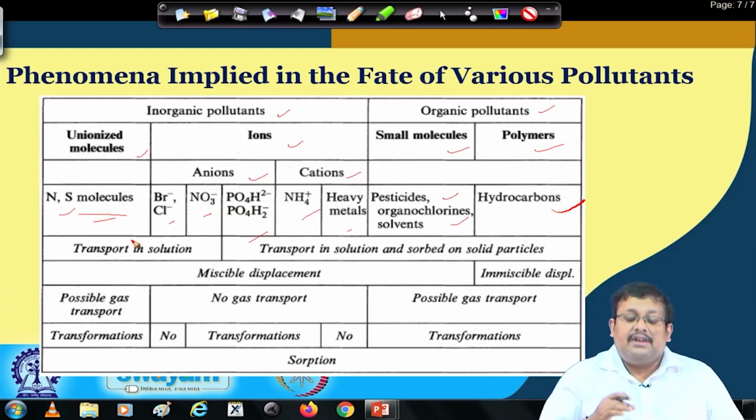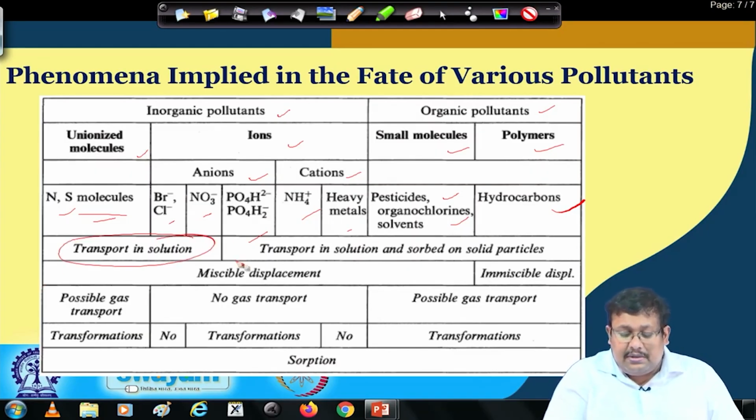Ions can be further subdivided into anions and cations. Among these, nitrogen and sulfur molecules, bromide, chloride, and also nitrate can easily be transported in solution. However, those like ammonium, phosphates, heavy metals, pesticides, organochlorines, solvents and hydrocarbons cannot be easily transported in solution. This is how we can separate them.